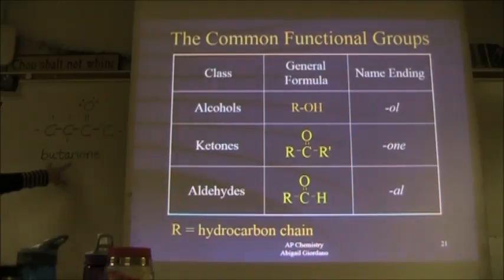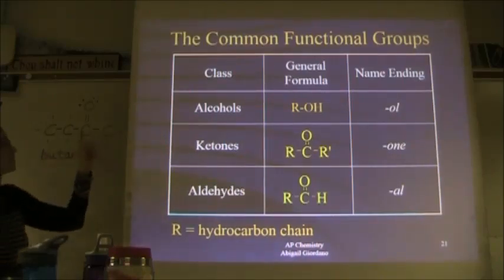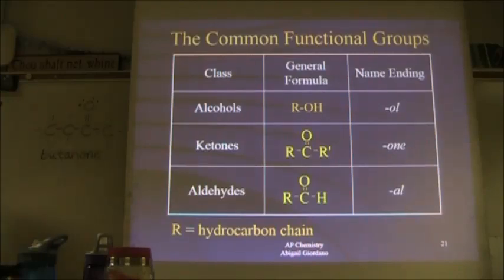Okay, now tell me this, guys. In this particular one, do I need a number here to indicate where that C double bond to O is? Do I need? No. Why not? It has to be in the middle. So what if I move it over there? It would still be on the second carbon, okay?